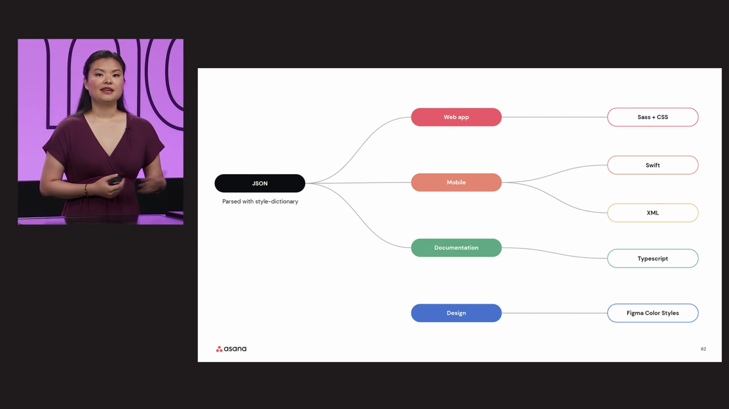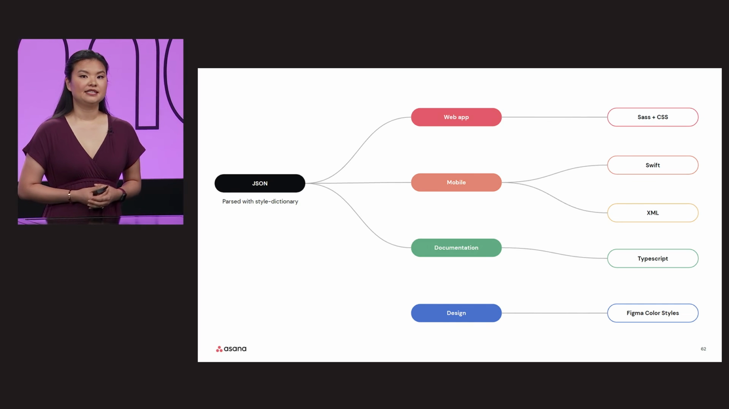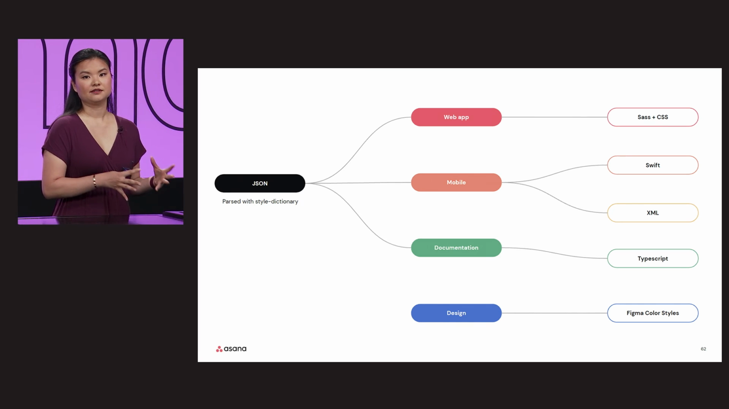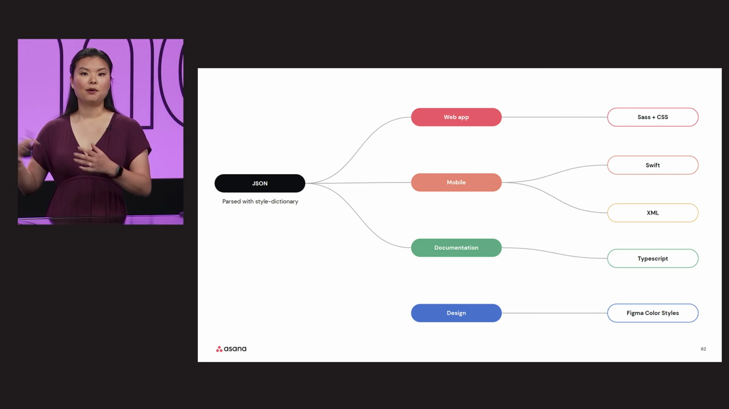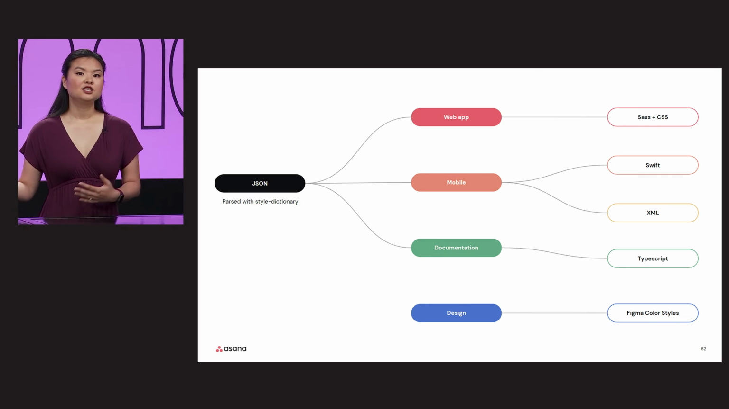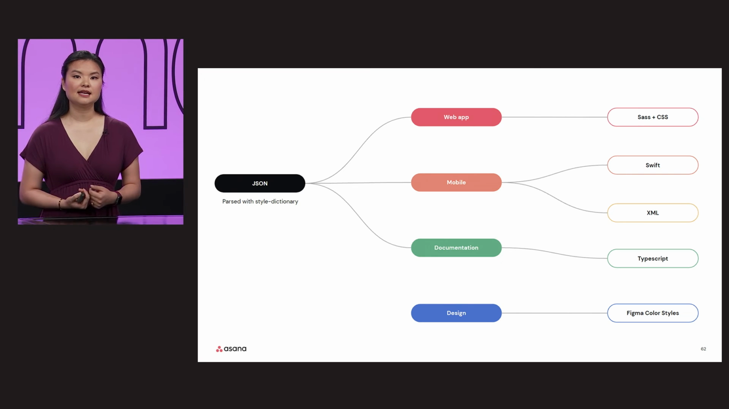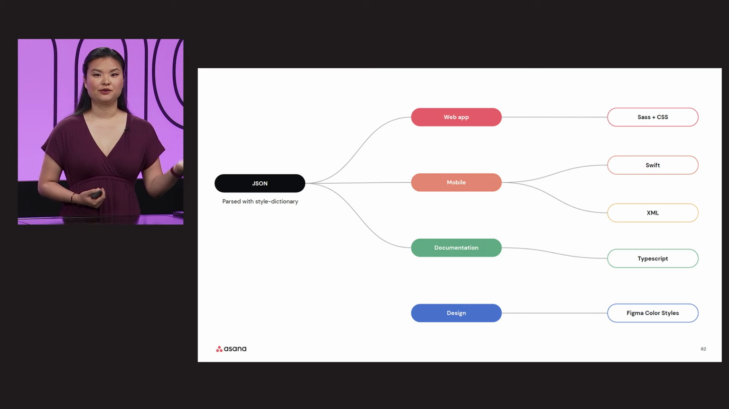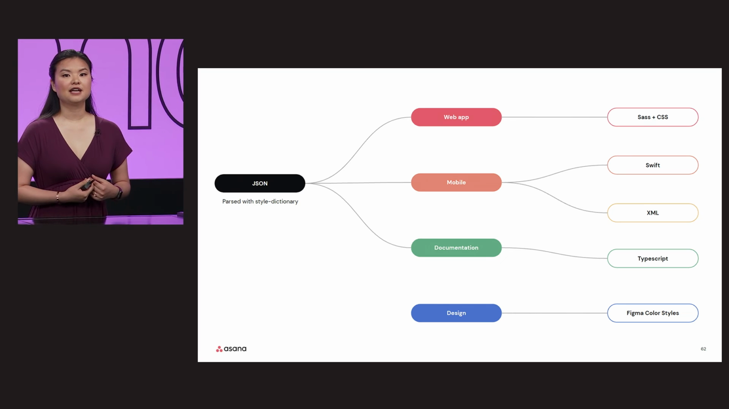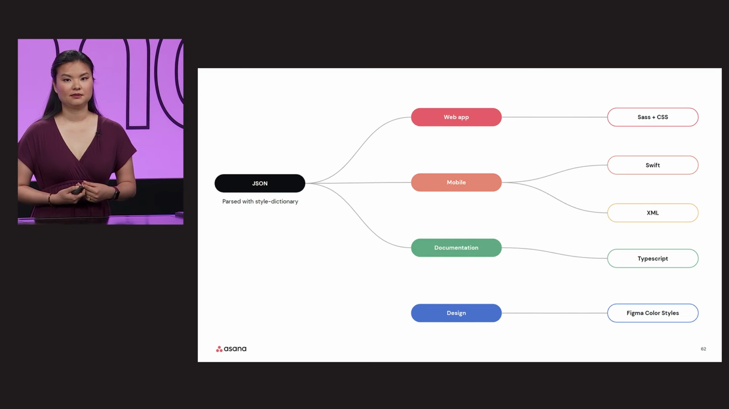So we store our token names and the values they correspond to in a JSON file as the single source of truth. This data is then parsed with the help of Style Dictionary to the various formats we need. So for the web app, we use Sass and CSS. For the mobile platforms, we have Swift and XML. And our internal documentation is powered by TypeScript.